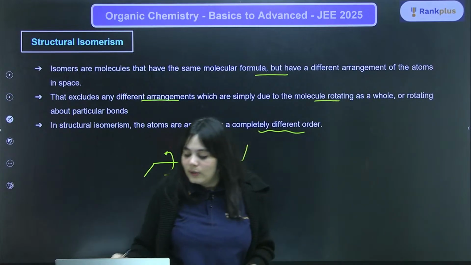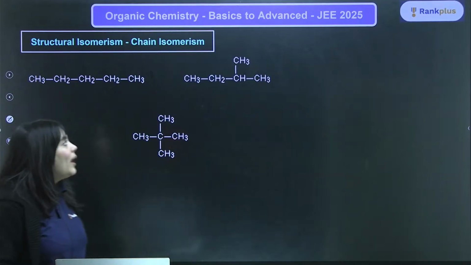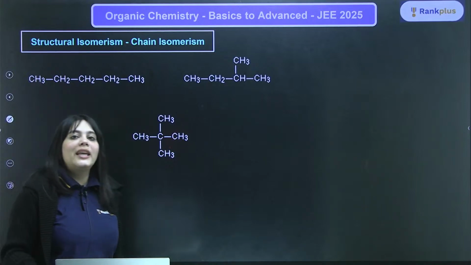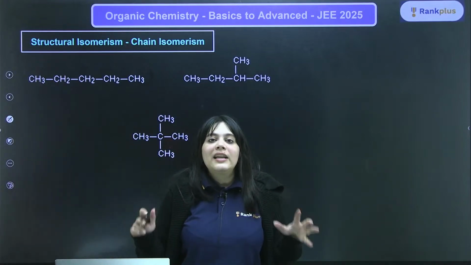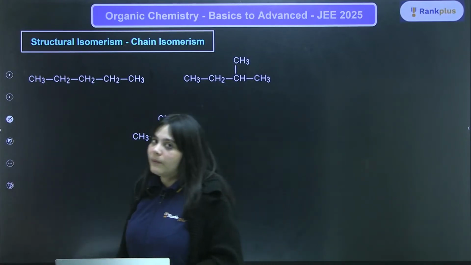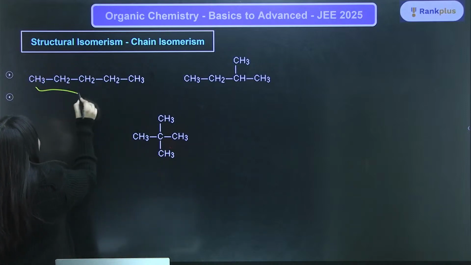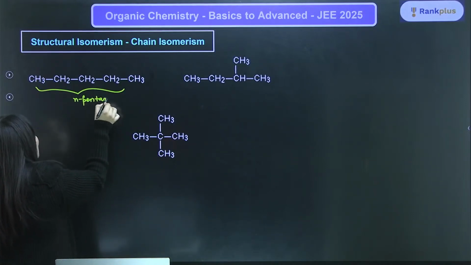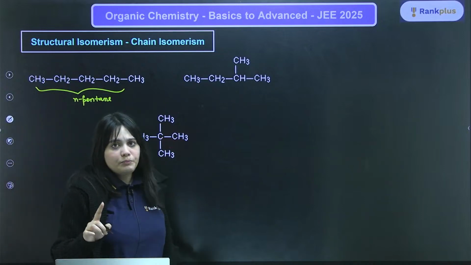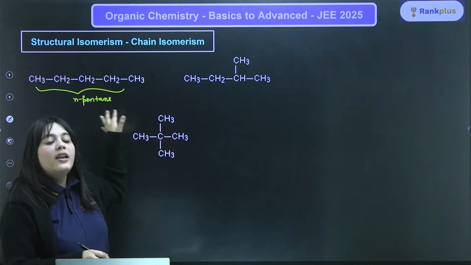I've already taught you that. Now let us delve into the first kind, which is chain isomerism. What is chain isomerism? Look at the example over here. I have taken a normal pentane molecule. Everybody can see the normal pentane molecule, right? This is arranged in a straight chain.